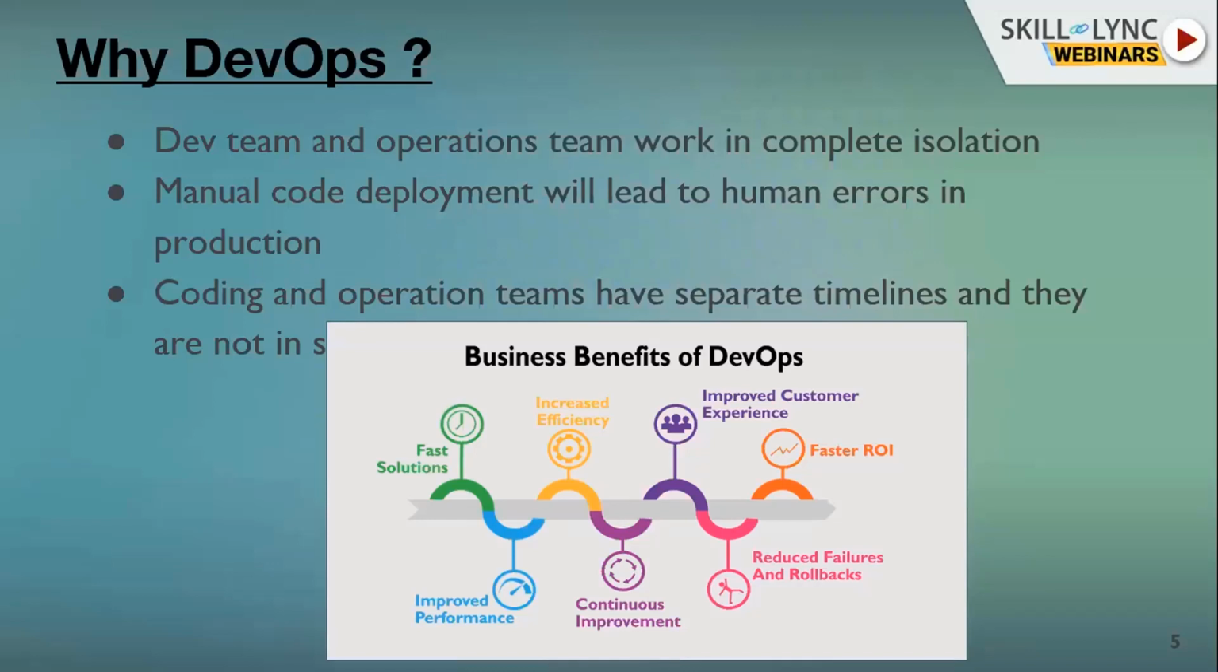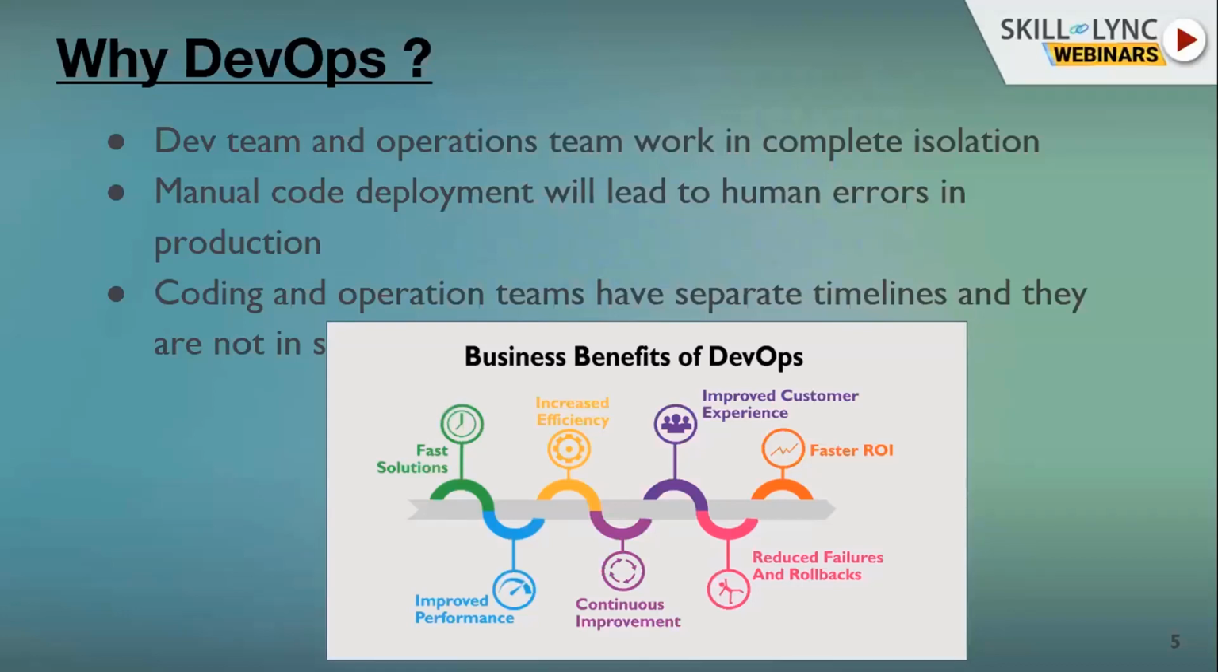As we can see in the image, we have the business benefits of DevOps: a fast solution, increased efficiency, and a more improved customer experience, as we showcase and take feedback from the product owner. Faster ROI is there. We also have improved performance, as we have multiple monitoring tools to monitor the performance of the application in the production environment. By using those tools, we can find what is lagging and how we can improve.